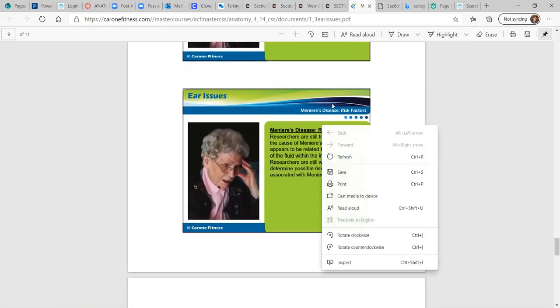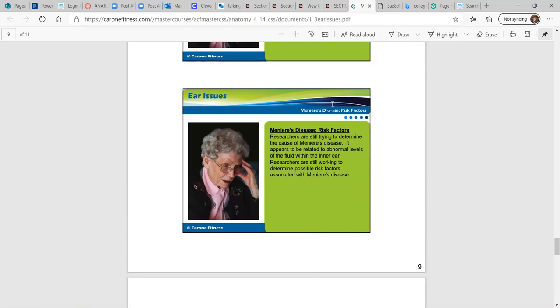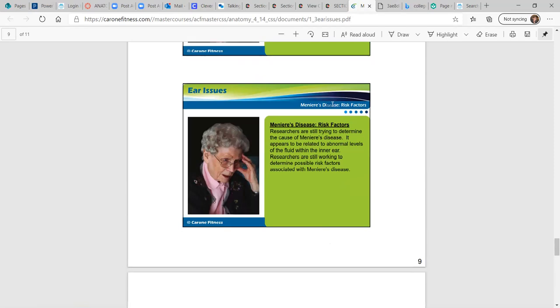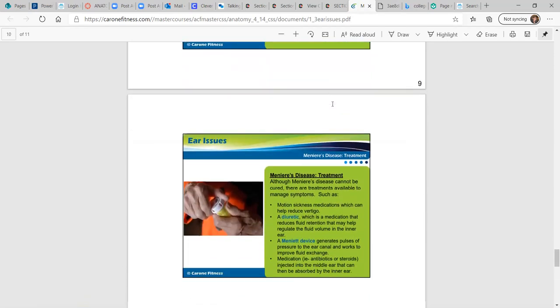Risk factors. Actually, researchers are still trying to determine what's causing Meniere's disease. It appears to be related to abnormal levels of the fluid within the inner ear, and that can throw off your balance and the way you hear sound. So they're still looking into it.